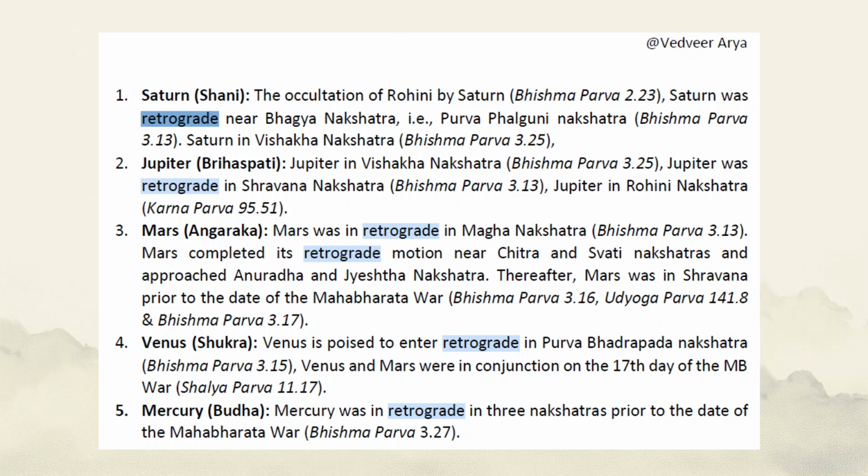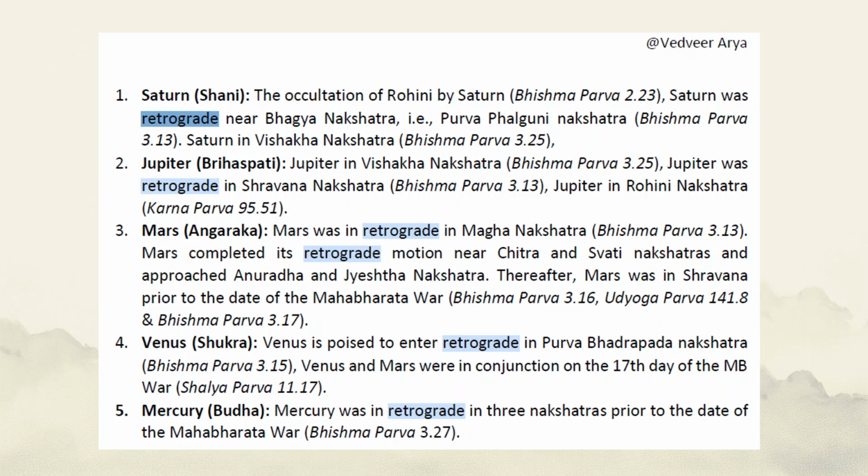Okay, so what is happening now? So Mars is going retrograde near Magha Nakshatra at the time of Mahabharata war. Then is it going retrograde again near Chitra and Swati? Is that what Vedvirji is saying? But we are not done. Let's just continue. I'm going to show you one more instance which Vedvirji has very cleverly avoided.